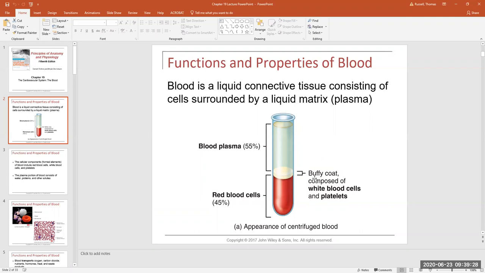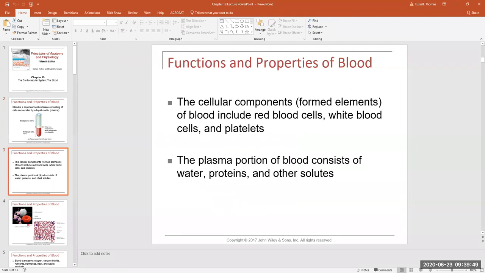So you should know what the buffy coat is. And you should know that plasma makes up about 55% of whole blood. And then I'll put here red blood cells 45%. The reason for that is because the white cells and platelets take up such a little bitty space, but really it's all of them. So this is about 45% of our whole blood. So the formed elements include red cells, white cells, and platelets. And the plasma, which is mainly water, has a lot of dissolved solutes in it, including proteins.